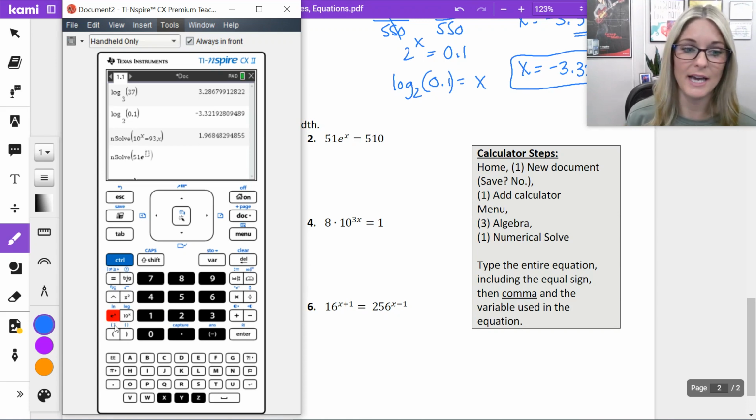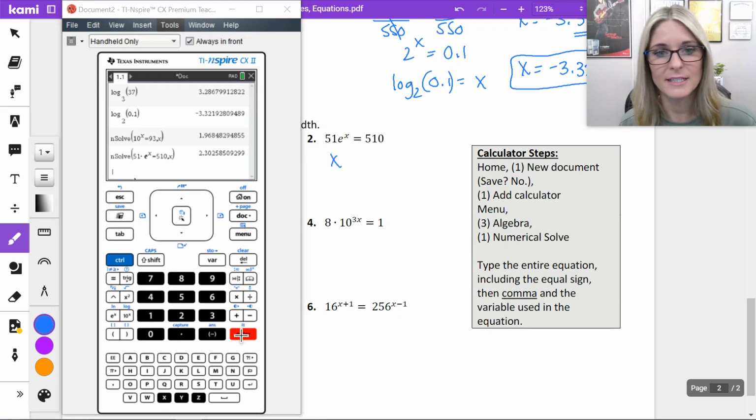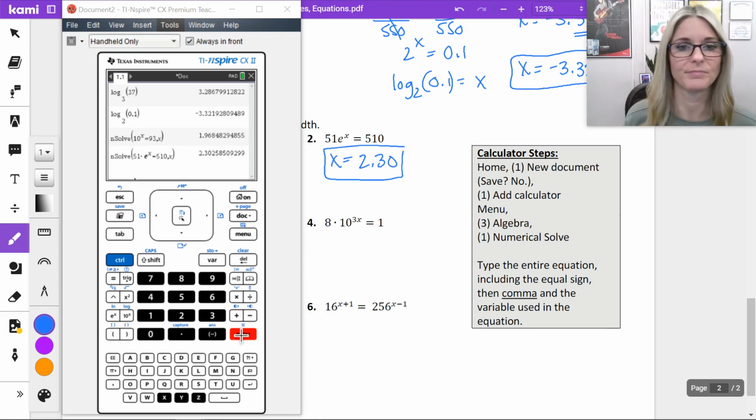E raised to the x, arrow out of exponent land, equals 510, comma, don't forget comma, and our variable is x. Now enter. All right, x equals, final answer, 2.30. The 2 in the thousandths place says let it rest, so we're good. 2.30 or 2 and 30 hundredths.